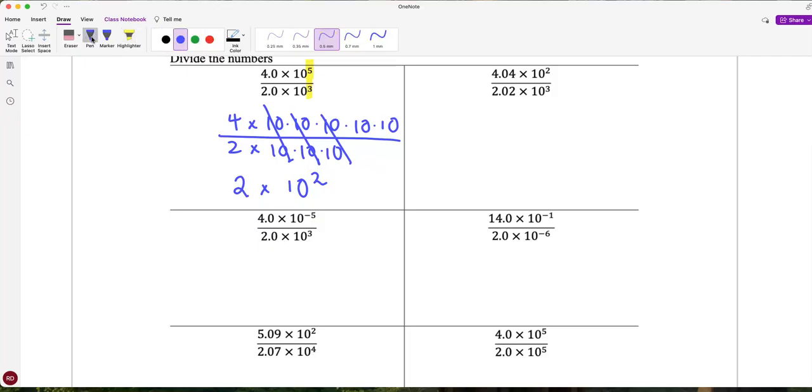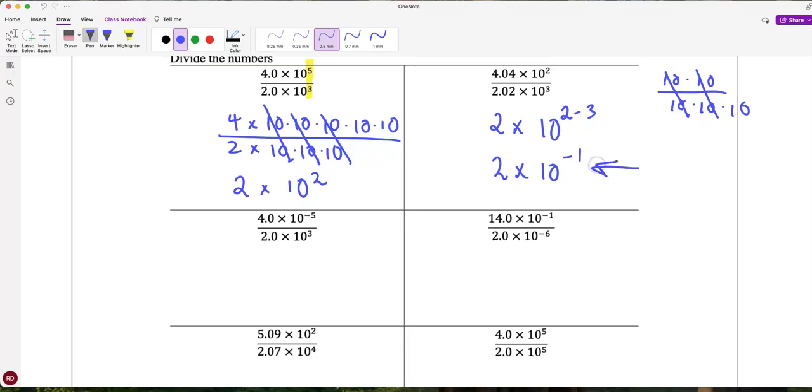So when I'm multiplying powers of 10, I add the exponents. When I'm dividing powers of 10, I subtract the exponents. So here, 4.04 over 2.02, this is just 2 times 10, and if you subtract those exponents, this is 2 times 10 to the negative 1. If you looked at that, that would be 10 times 10 over 10 times 10 times 10. Dividing by 10 one time, that's the meaning of that negative exponent.